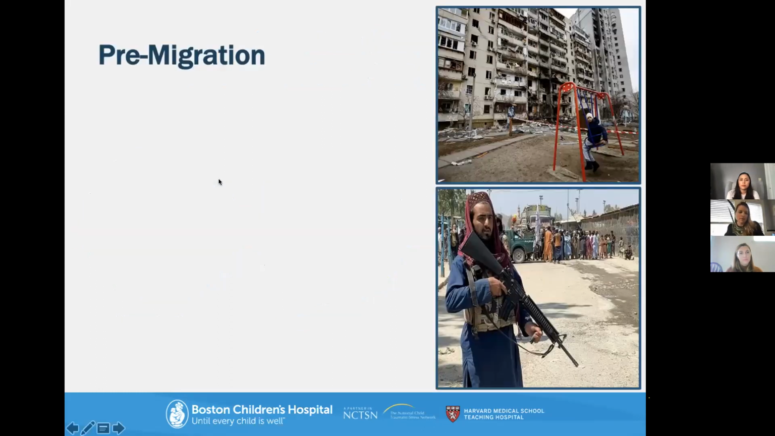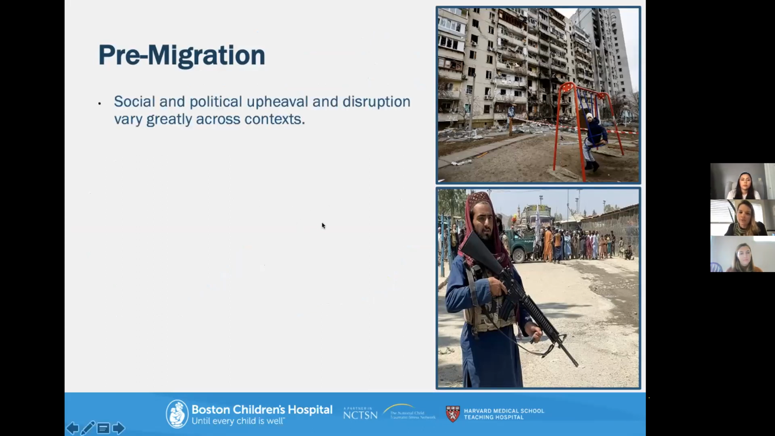Okay. So let's start by thinking a little bit about pre-migration and what pre-migration looks like for many individuals. First, it's important to note that social and political upheaval and disruption really varies grossly across communities, meaning that if we think about Somalia, which has experienced violence since the 1970s, right? There's an ongoing social and political upheaval that young people and children are experiencing for years, right? Versus if we think about what's happening in Afghanistan, Ukraine right now, there's an immediate change to you have to leave, right? Danger. So in some places, kids and families and generations have grown up in violence, and in other places there's disruption overnight.